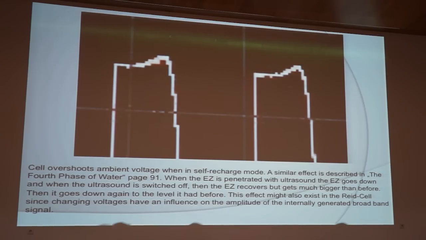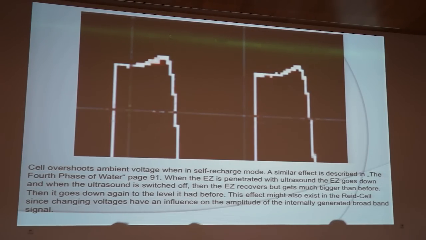Anyway, when you open the dead short after a while, the cell recharges on its own, and then it overshoots the ambient voltage by a few millivolt. It's even up to 1/10 of a volt, which is quite significant. And here the cell overshoots the ambient voltage when in a self-recharge mode.